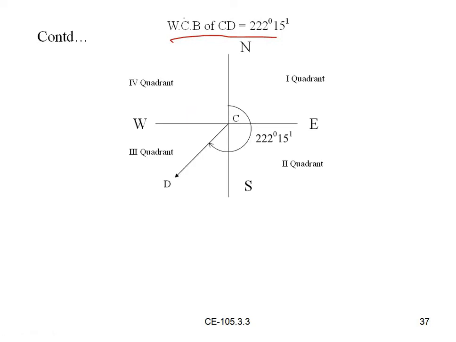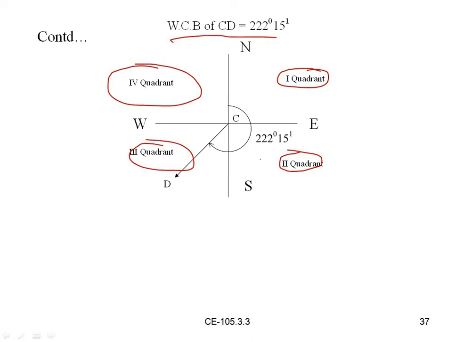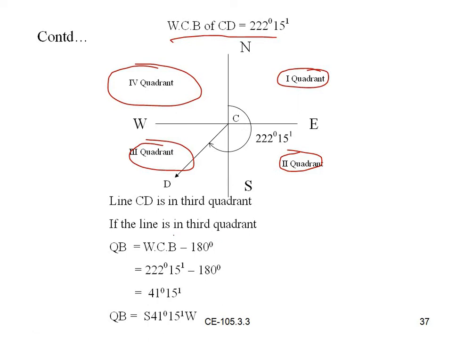And the next one is whole circle bearing of CD equal to 322 degrees 15 minutes. So this is the first quadrant, second quadrant, third quadrant and fourth quadrant. So north, south, east, west. Now, in which quadrant is it? Third quadrant. If the line is in the third quadrant, then we have to go for whole circle bearing minus 180 degrees, then we will get 45 degrees 15 minutes. So the required direction is south and west, south 45 degrees 15 minutes west.